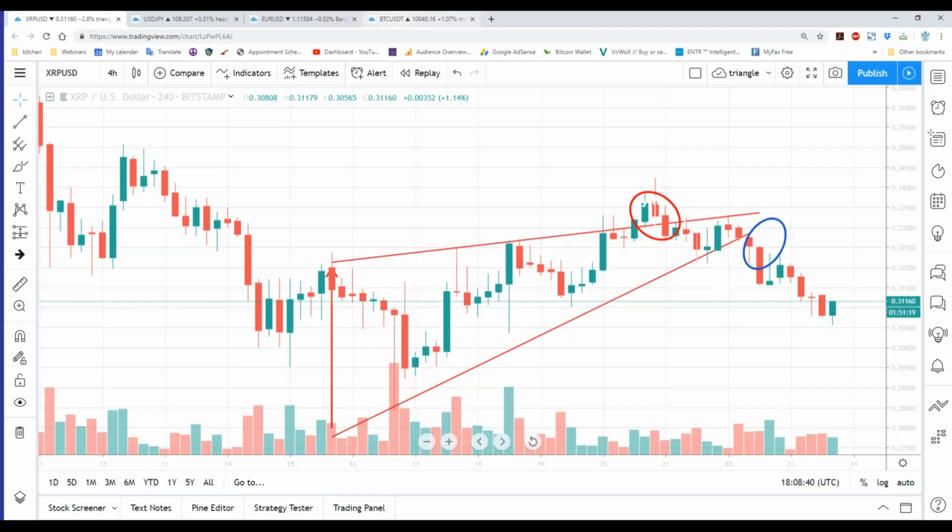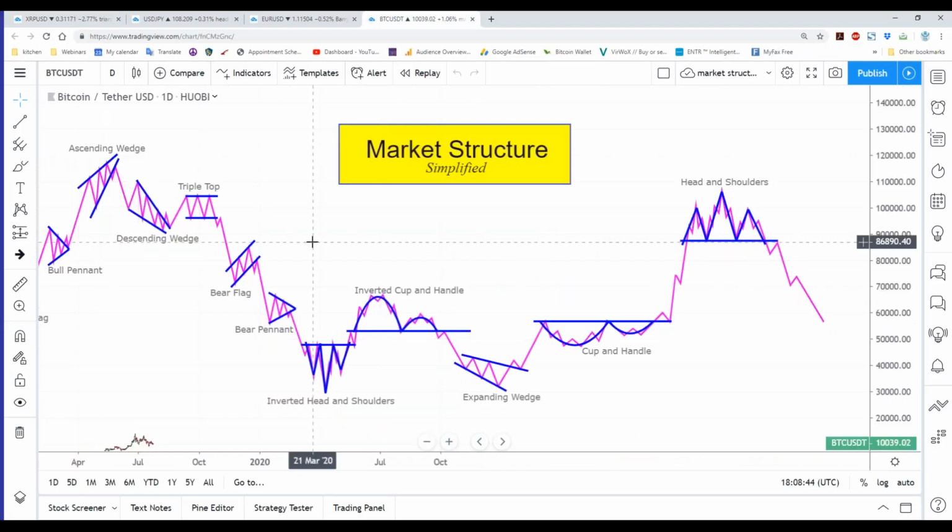Okay. So here on this chart, I've actually put together for you all the major what we call market structures or patterns. Starting from the left, you can see we have a bull pennant. We then go to an ascending wedge, then a descending wedge, a triple top, a bear flag, and a bear pennant. Okay, and we're just starting over on the left. So we're here to here to here to here to here to here.